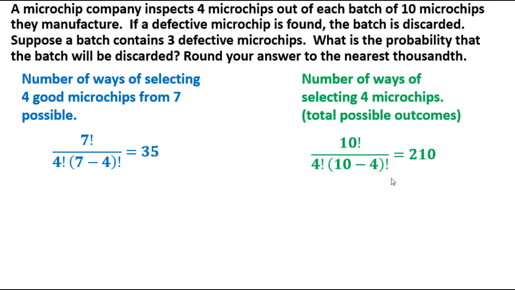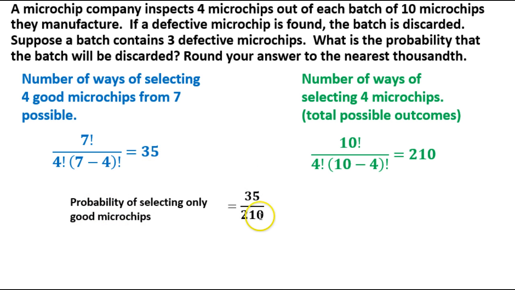Okay, now what we're trying to determine is the probability, first, that we get only good microchips, and that's it. In order to find that probability, we take the number of desired outcomes, the number of times that we can get the good microchips, and that's 35, and then we divide that by the total number of possibilities out there. In that case, it's 210. So the probability of selecting only good microchips is 35 divided by 210, which is 0.167.